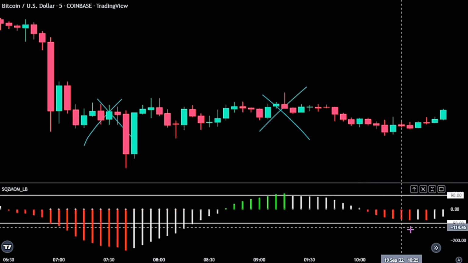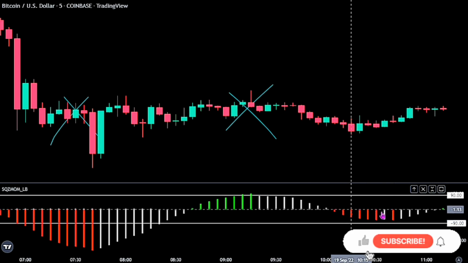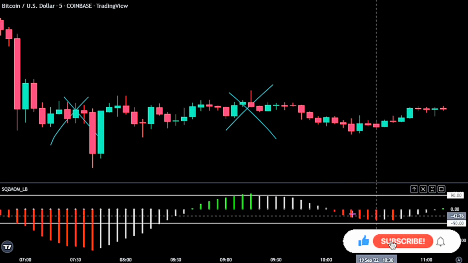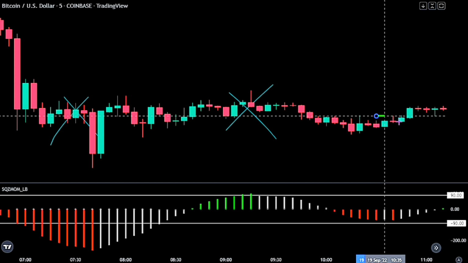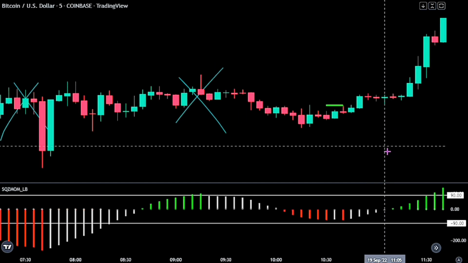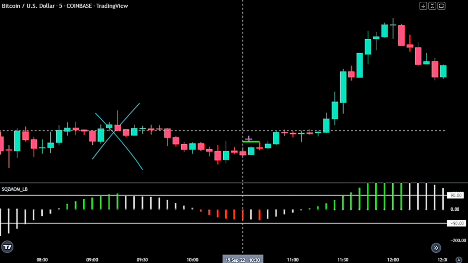Let's move a bit further, and finally, we got an opportunity here, as when we got this white histogram below the squeeze momentum, our red histogram did not close below the -90 band line, so we would be entering trade here. Let's move on to see how the trade did, and we can see it was a massive move in our favor.